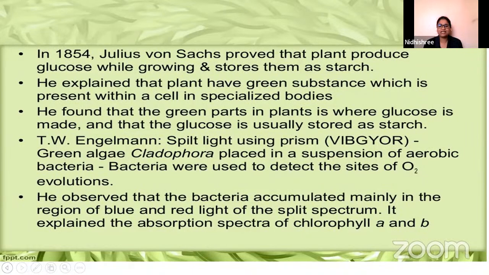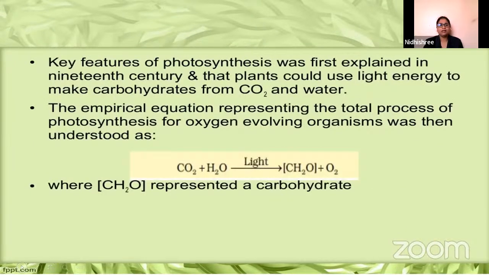He observed that bacteria accumulated mainly in the regions of blue and red light of the split spectrum. It explained the absorption spectra of chlorophyll a and chlorophyll b. Next, the key features of photosynthesis were first explained in the 19th century. The empirical, or rough, equation was CO2 plus H2O in the presence of light gives CH2O. At that time CH2O represented carbohydrate.